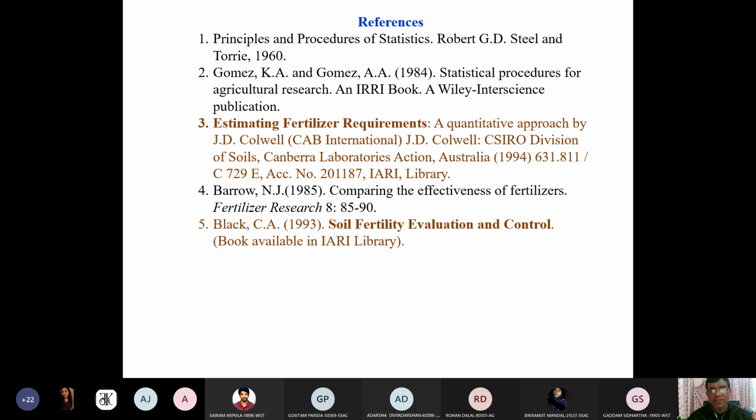So I have already suggested some references to you. For this particular topic, you can see number 3, Estimating Fertilizer Requirement, a Quantitative Approach by J.D. Colwell. This book is available in the IRRI library. Unfortunately, you cannot access it. However, I have already given you one book, Soil Fertility Evaluation and Control. It contains very good topics, some interesting subjects. You may like to see this book already with you.